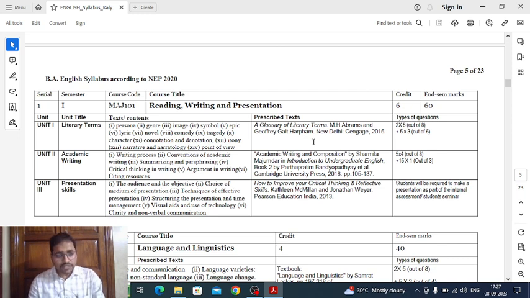Now, what is very important and significant here is that in the previous syllabus, prior to CBCS, literary terms were considered very important for students of academic English. Why? Because literary terms, or terminologies to be specific, are very significant for you whenever you go through any form of literature.